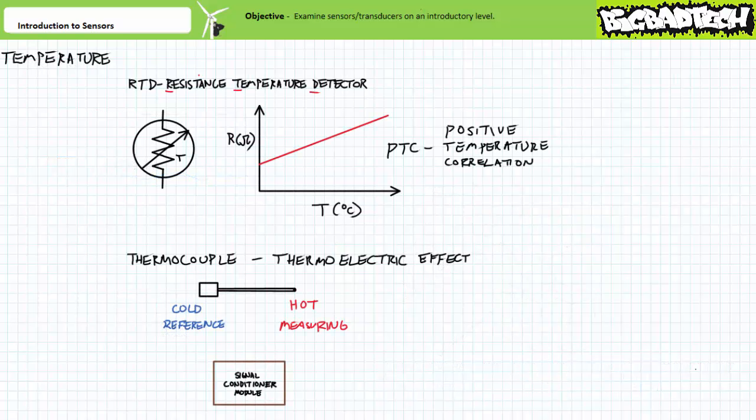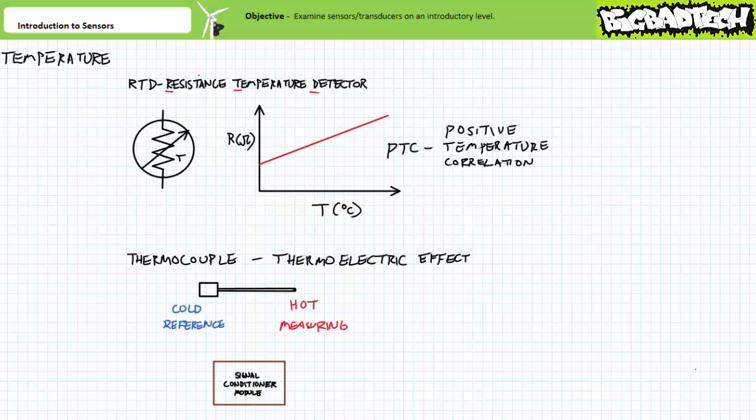One last quick example of transducers, temperature sensors, before we move on to another topic. Several different types of temperature sensors exist, 2 of the most common being RTDs and thermocouples. RTD stands for Resistance Temperature Detector. The principle of RTD operation is positive temperature correlation, and that if you heat something up, its resistance increases.